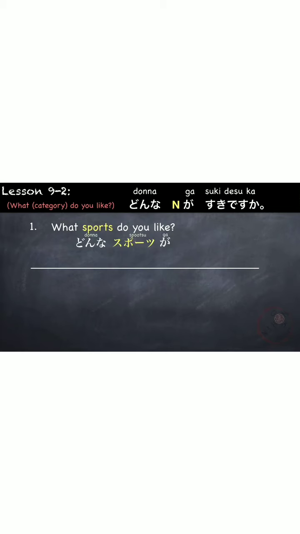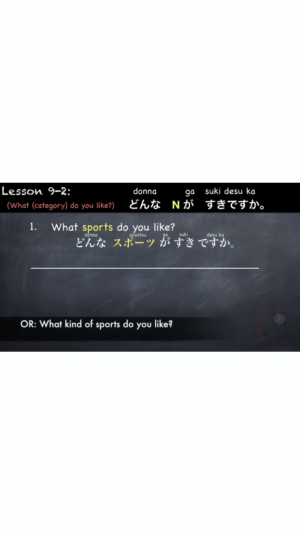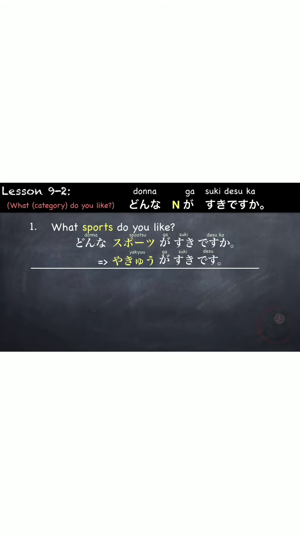どんなスポーツが好きですか? What specific sport do you like? For example, I like baseball. 野球が好きです. Another example, what food do you like?